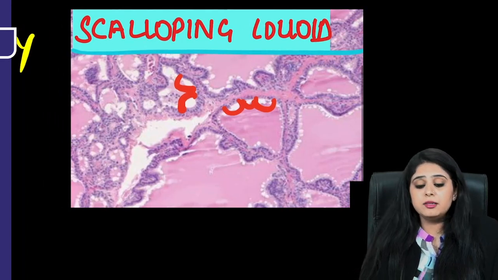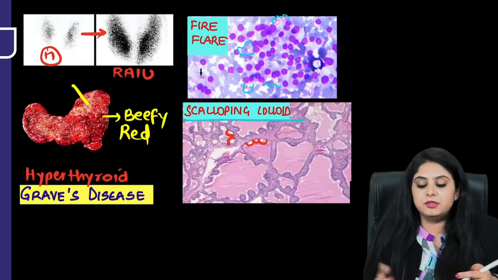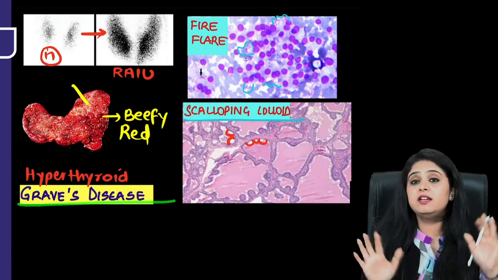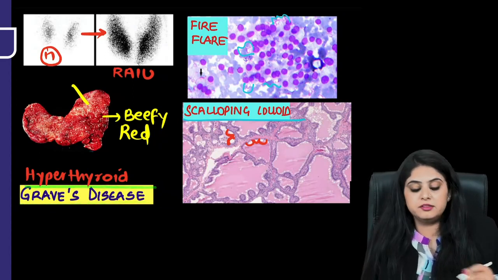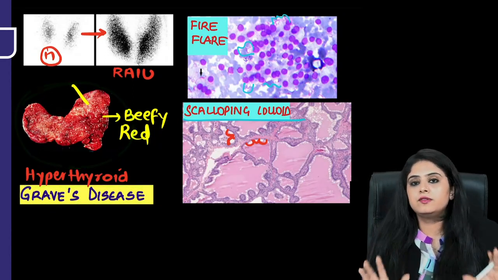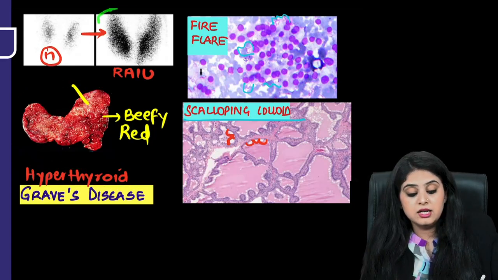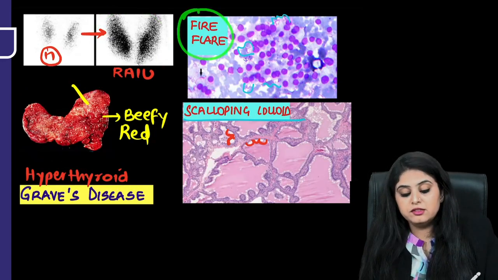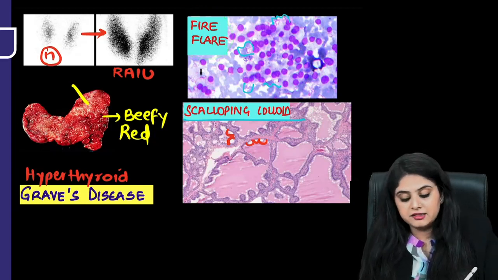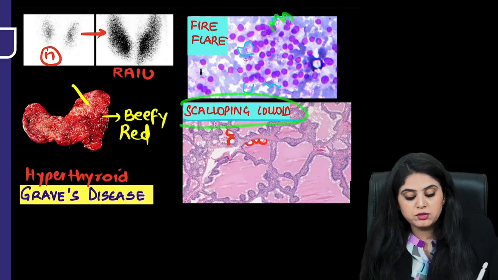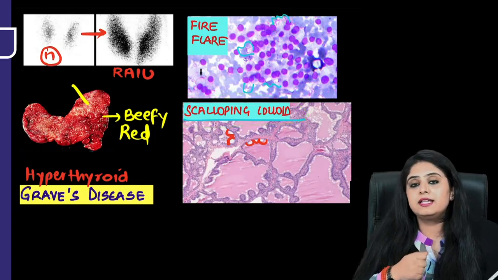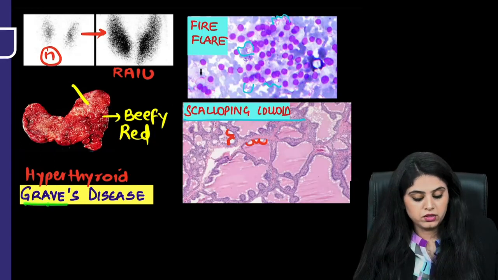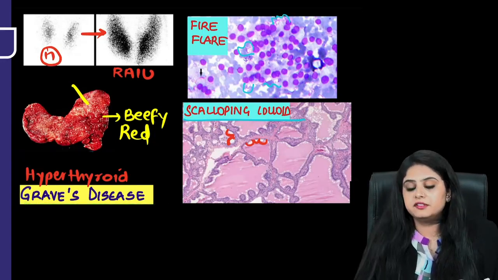So that is what I said na, ye pura is all about being very hyper. That is what is Graves' disease. Very grave to be hyper. Hyperthyroidism hai. The color of the thyroid is also very, very hyper. Red wala color ho gaya. Iodine uptake has also become too much because it's hyper. The FNAC is also showing me something very scary, that is these fire flares. The biopsy is also showing me something eaten up, right? That is going to be scalloping colloid. These are all the features of Graves' disease.